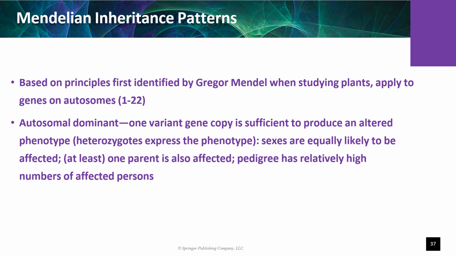Characteristics of autosomal dominant inheritance are that both sexes are equally likely to be affected and to transmit the gene. An affected person will have at least one affected parent. The numbers of affected individuals in a pedigree are higher than expected for autosomal recessive and sex-linked inheritance patterns. If one parent has the disorder, there is a 50% chance of passing on the abnormal gene copy to each child.